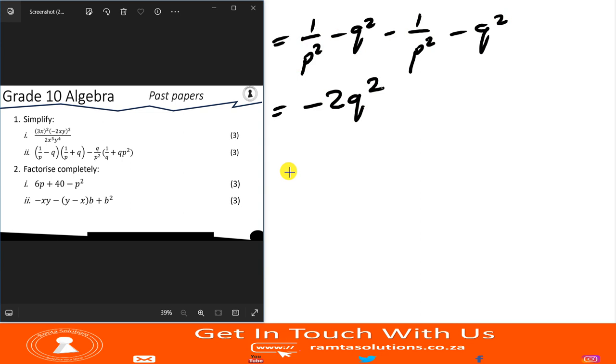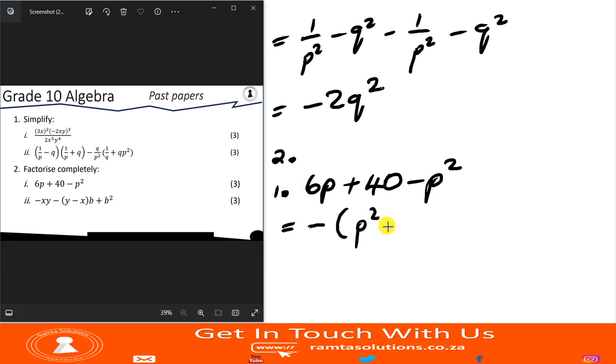Now proceeding, going to Roman figure, question 2, which says factorize completely. We are given, Roman figure 1, 6p plus 40 minus p squared. What I like doing, whenever I see expressions like this, I like leaving them in the form ax squared plus bx plus c, right? So I'm going to take negative as a common factor. It'll be negative. I'm left with p squared minus 6p minus 40. Remember, guys, by taking out negative as a common factor, it does not change the equation. It's still the same thing.